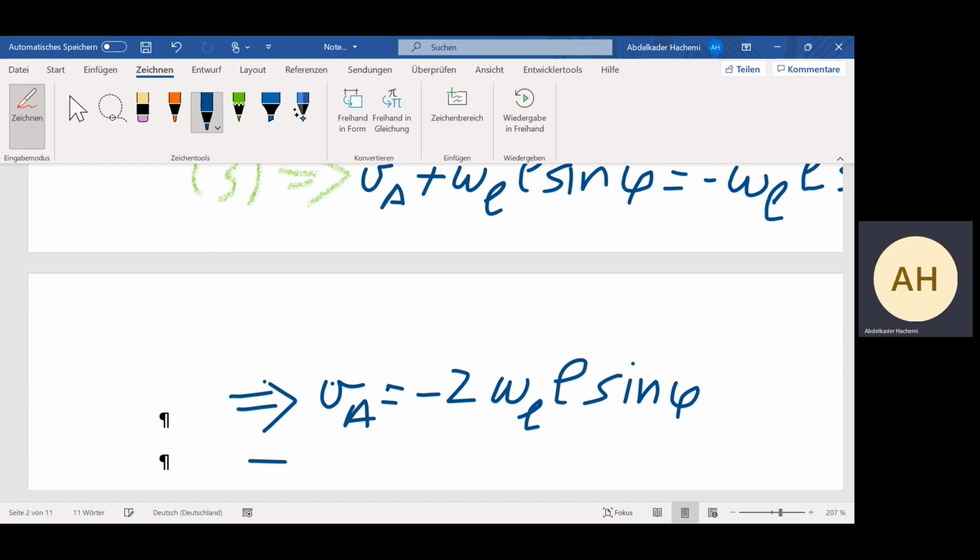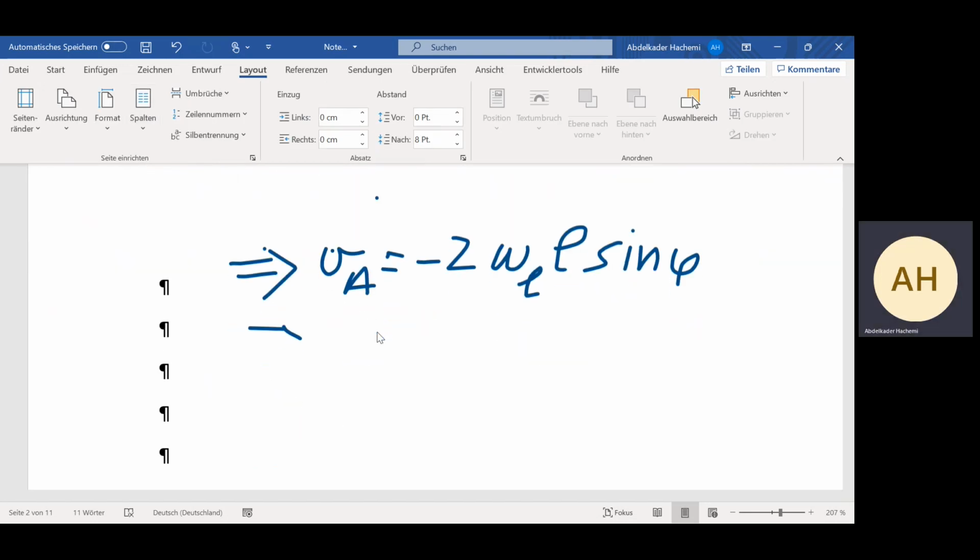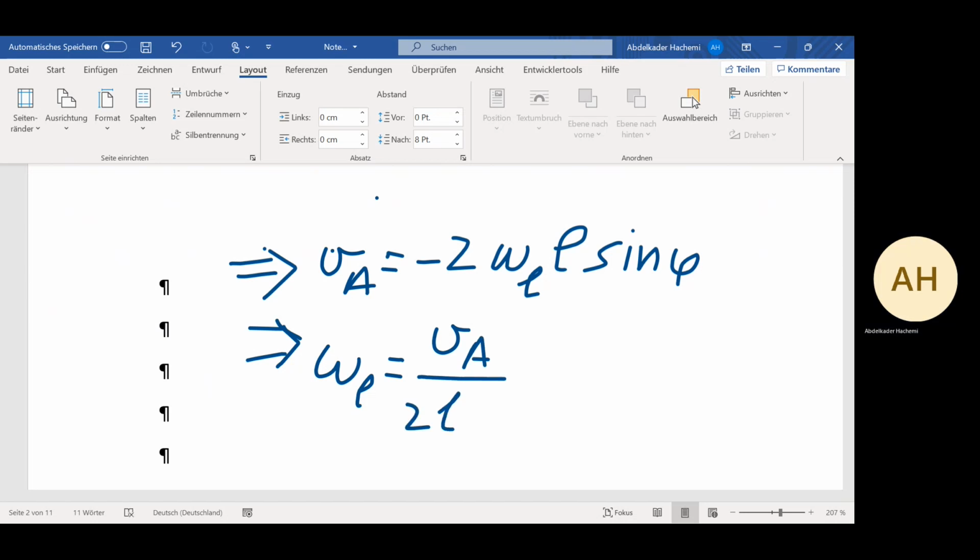Then we get here omega L equal to VA divided by 2L sine phi.